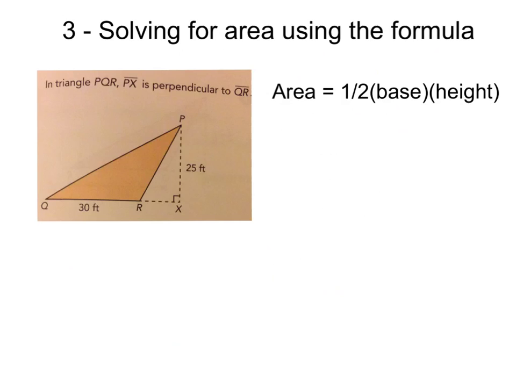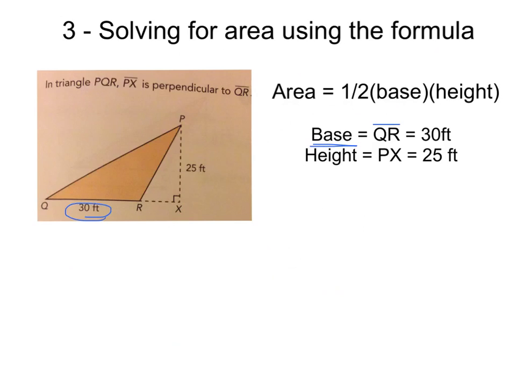Now that we have our formula for a triangle, which is our area equals 1/2 of our base times our height, we can now solve problems like this. In triangle PQR, PX is perpendicular to QR. Now that's really important because our base and our height must be perpendicular to one another in order to work. So we need to first establish what is our base and what is our height. So as we see here, our base is our segment QR, which is our 30 feet, and our height, PX, is 25 feet, since that's going up and down.